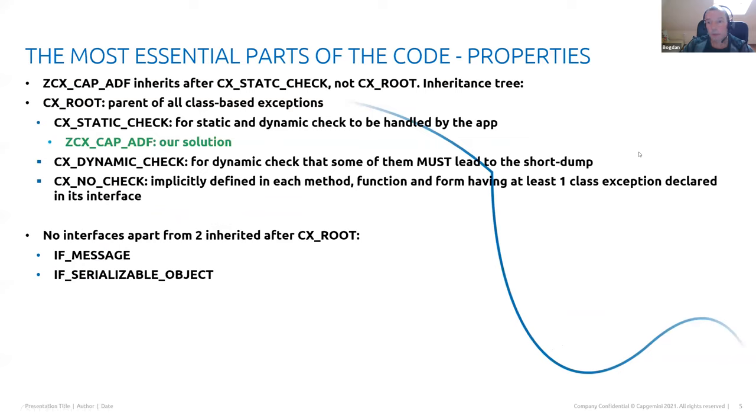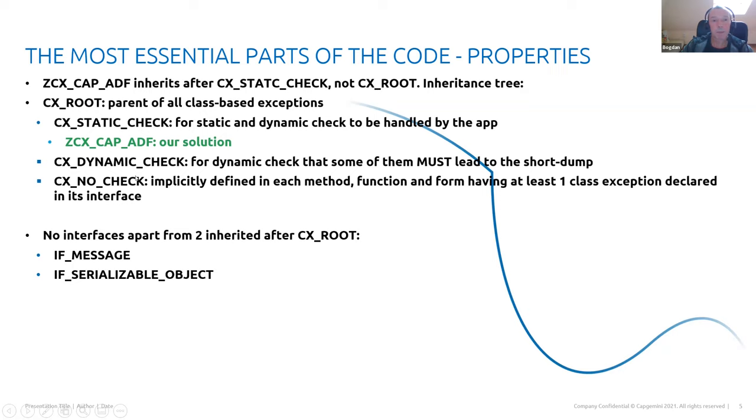What is interesting here is that it's good to follow some practices whenever we are handling class-based exceptions. I think one of the important practices is always to derive our application specific exceptions from CX_STATIC_CHECK. Do not derive it from CX_ROOT, which is at the very top of the inheritance tree.